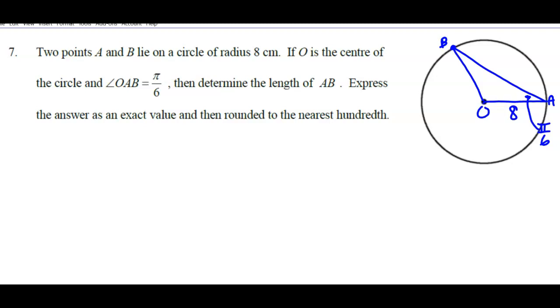The middle letter is where the angle is. So OAB, that's your pi over 6. Circle geometry. Okay? What's angle OBA?